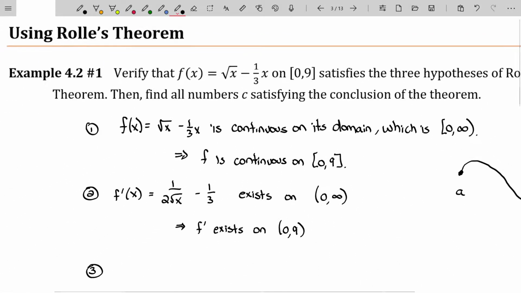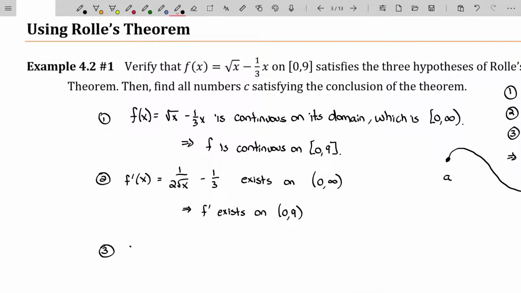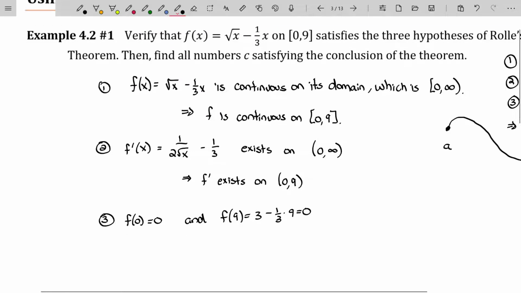So f of 0, go ahead and zoom out. f of 0, well, that's 0. You can easily see that. And f of 9 is square root of 9 minus 1/3 of 9, which is 0 again. So f of 0 is equal to f of 9.